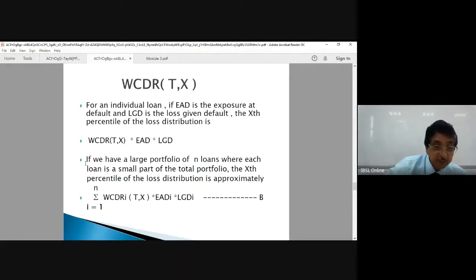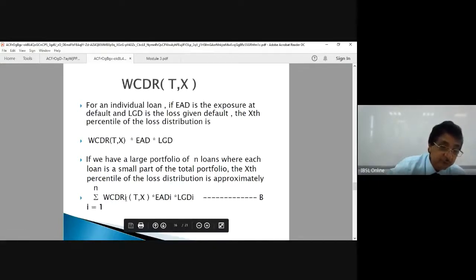But if you have a large portfolio of N loans where each loan is a small part of the total portfolio, the X percentile of the loss distribution is approximately this one. So you have to take all the loans, determine each loan's worst case default rate, and then apply it for all the loans.